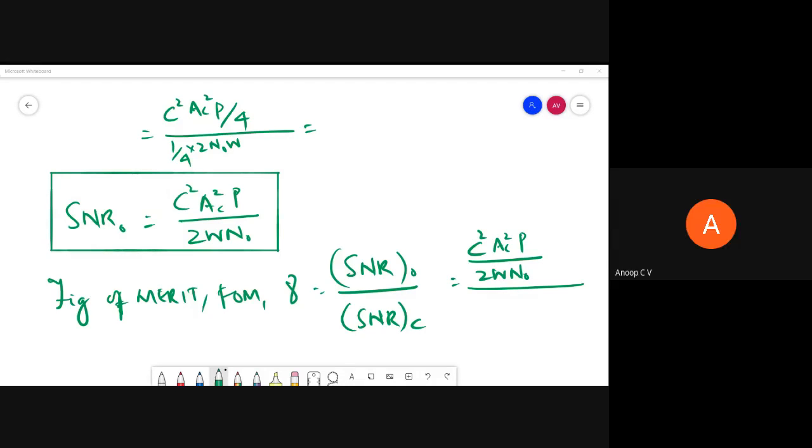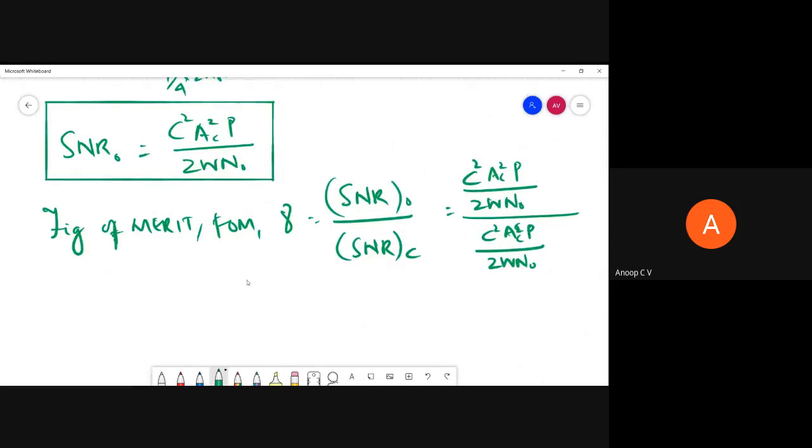C square AC square P by 2 N0 W. I'll write it down. Right, so both are the same. So what we get is, for DSBSC, the figure of merit, that is SNR at the output of the receiver divided by SNR at the input, thank you Prajwal, is the same. So this is equal to 1. This figure of merit is 1.